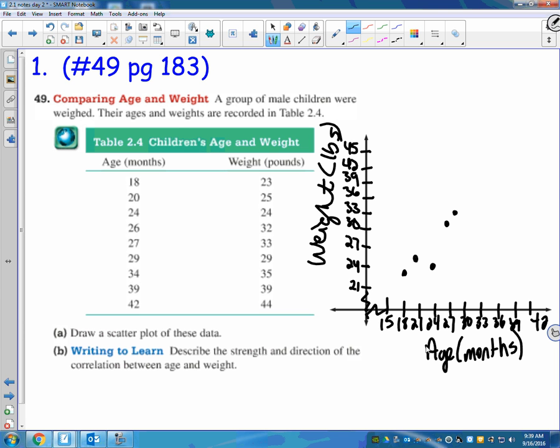Oh look, 29, 29. 34, 35. 39, 39. 42, 44. So, would you say this is a positive, weak positive? Strong, negative, weak, negative. Definitely a positive.